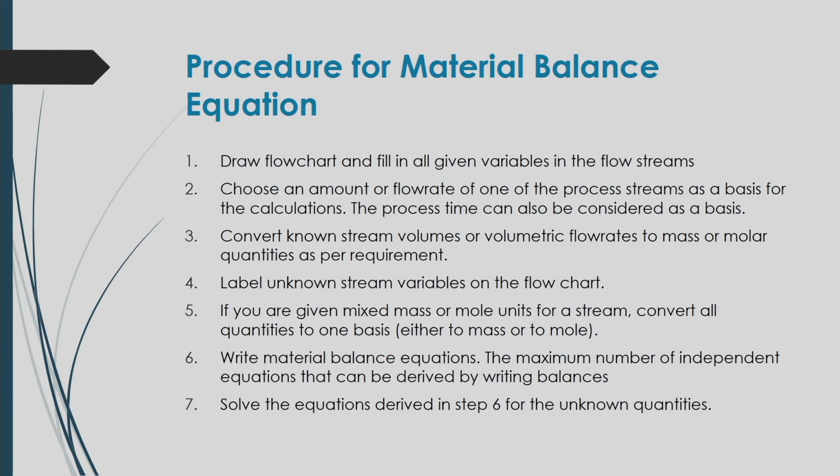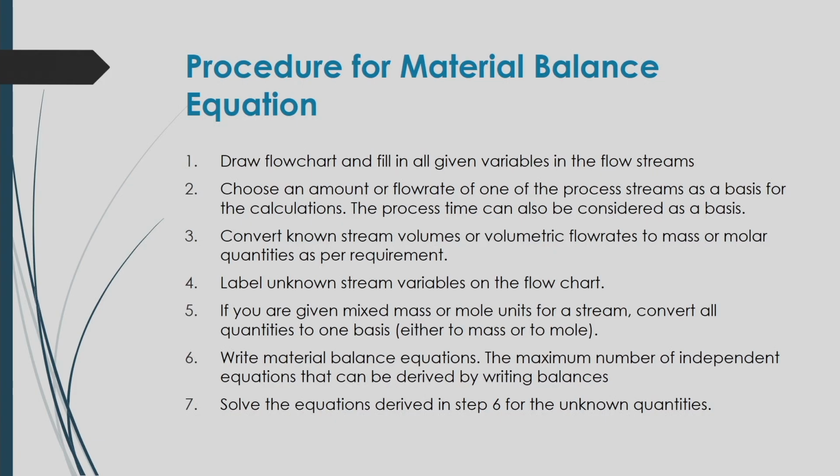Now, the procedure for the material balance equation is given here step by step. First of all, you have to draw the flow chart and fill in all given variables in the flow streams, and then choose an amount or flow rate of one of the process streams as a basis for the calculations. Process time can also be considered as a basis there.